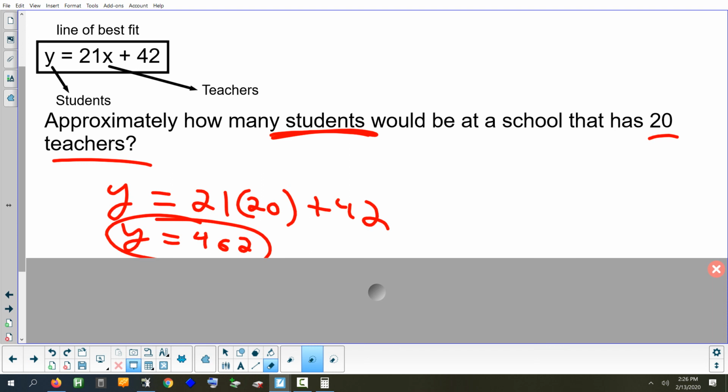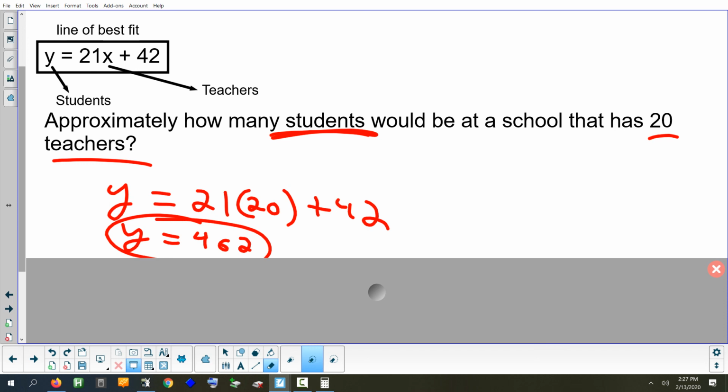Any questions on that one? What letter would you plug in for if I said a school has 500 students? Predict how many teachers. What if you had 500 students? Then you would plug it in for Y, and you'd solve for X. And that's what some schools do. Like if they know a brand new school was starting, and they say, oh, we're going to have 800 students in the school. How many teachers do you think we're going to need to hire? Well, they could plug it into a formula and say, okay, we're going to need about 30 teachers.